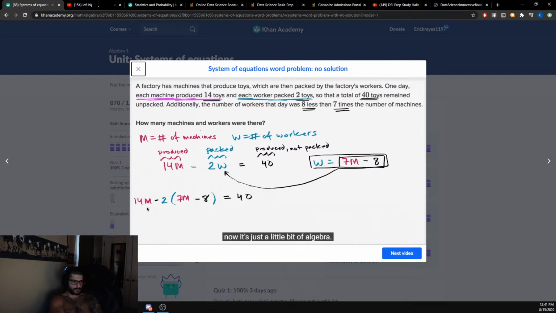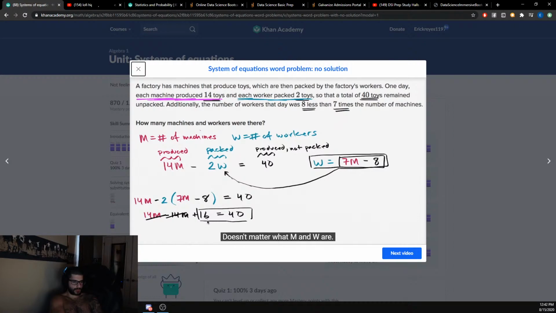Now it's just a little bit of algebra. 14m, and then negative 2 times 7m is negative 14m, and then negative 2 times negative 8 is plus 16, and that's going to be equal to 40. Now, 14m minus 14m is just going to be 0, and we're left with 16 is equal to 40. Well, that's never going to be true. 16 is never going to be equal to 40.